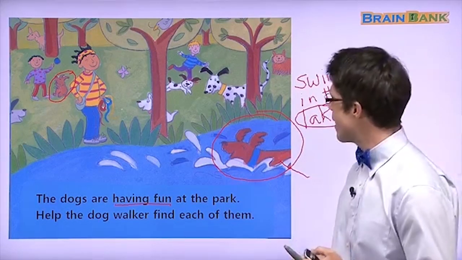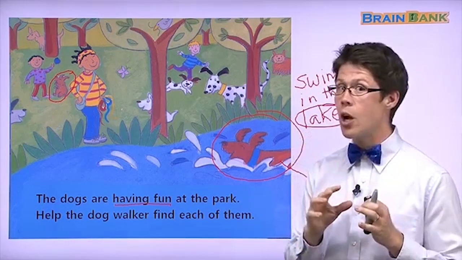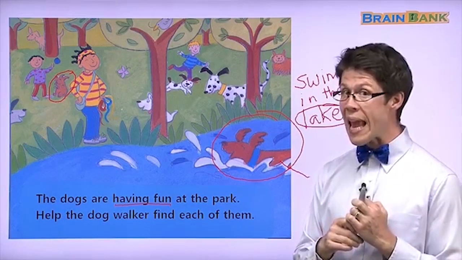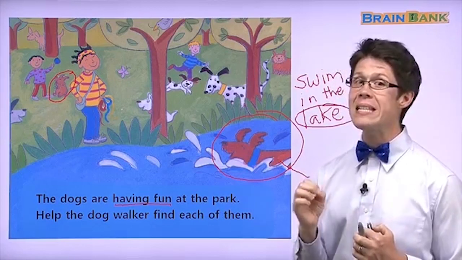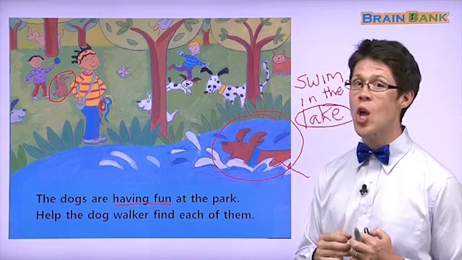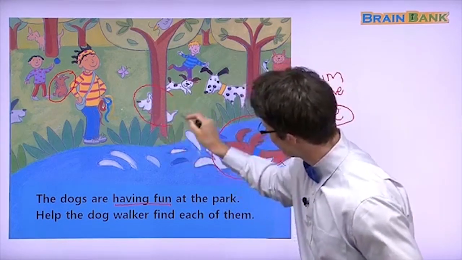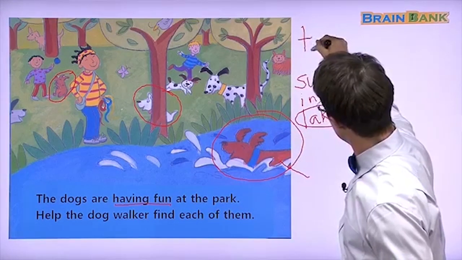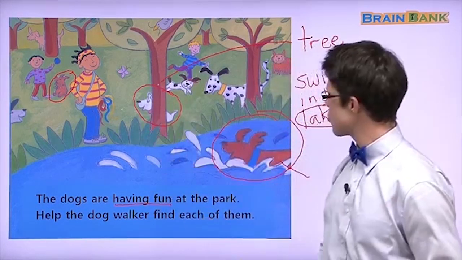All right. Where is the little white dog? Where's the little white dog? 나무 뒤에? Uh-huh. He is behind the tree. Here he is. We found you, little white dog. He is behind the tree. He is behind the tree.